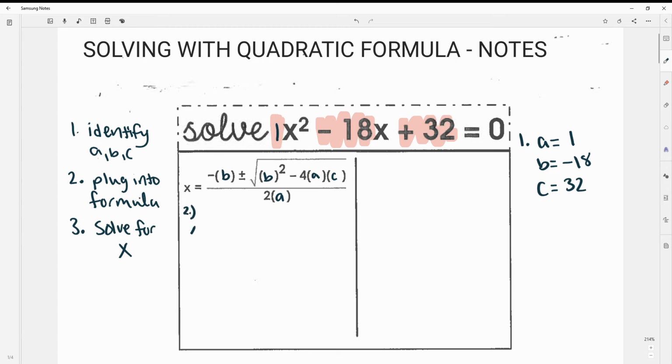So here I have x equals negative, what did we say b was? We said b was negative 18. All of this is divided by, we'll do that at the end, that's fine. Let's just keep going on the top. Plus or minus the square root of b squared minus 4 times a, which is 1, times c, which is 32. And then all of that is divided by 2 times a.